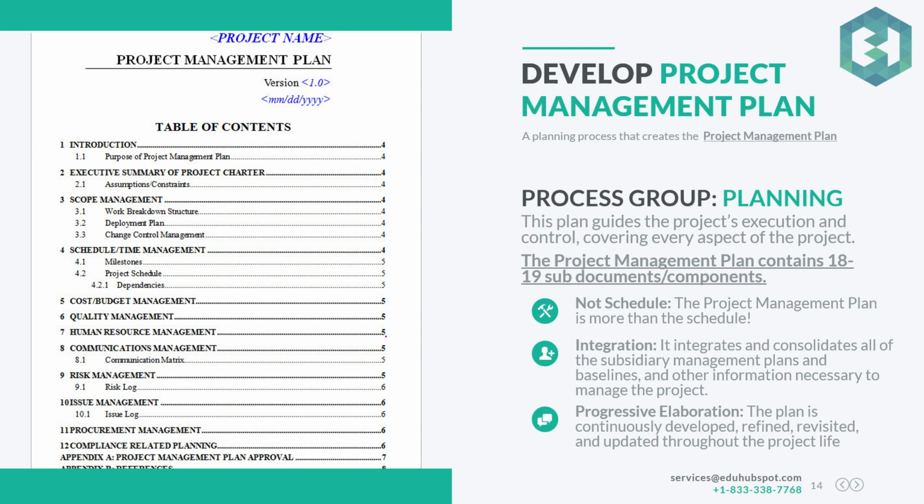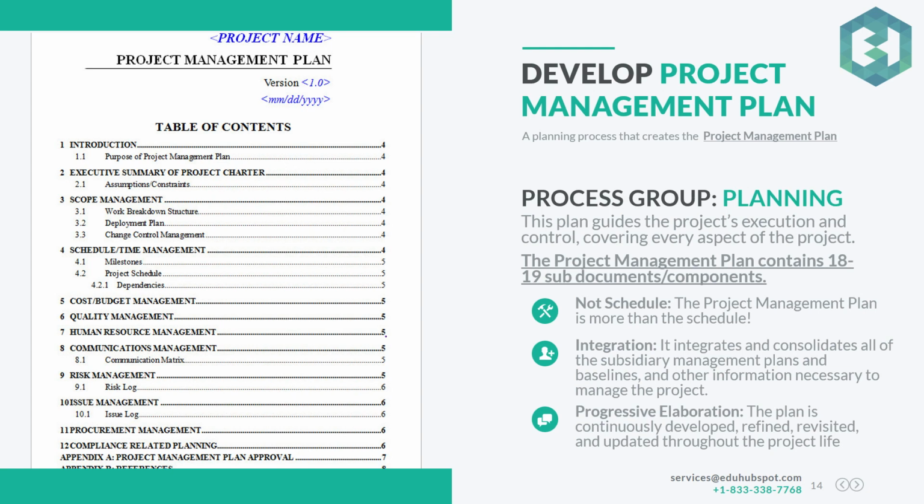As the name suggests, it's develop project management plan, so your primary output is the project management plan itself. When we discussed the develop project charter, our primary output was the project charter, but in this case, it's the project management plan. And if you remember, I discussed this in the introduction, tricks and techniques, the father-child relationship.